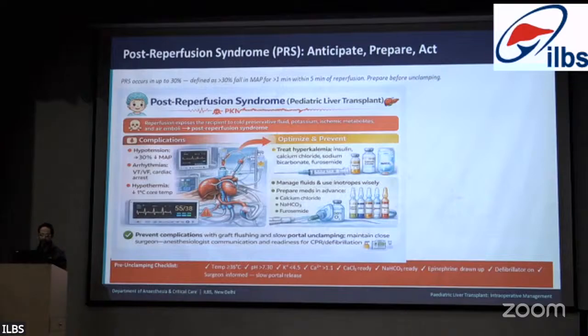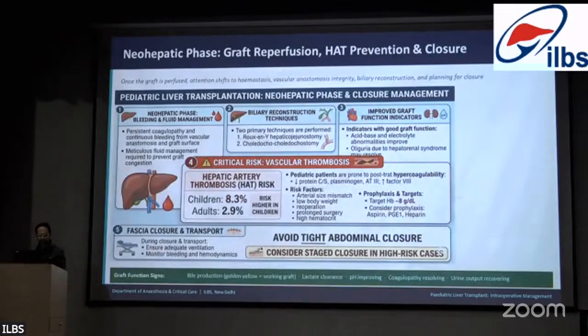So it is paramount to ensure prevention of this by following the checklist. Coming to the last phase, the neohepatic phase or the graft reperfusion. Once the graft is perfused, the attention shifts to hemostasis, vascular anastomosis integrity, and planning for closure. Here there is still persistent coagulopathy and bleeding from the vascular anastomosis. Focus should be on the fluid management and coagulopathy management.